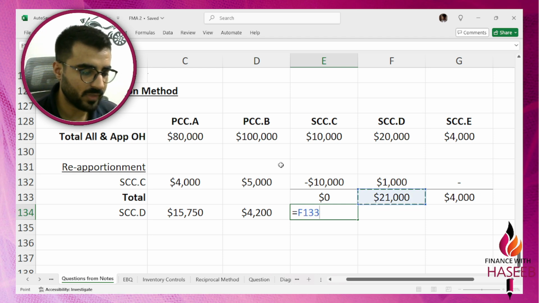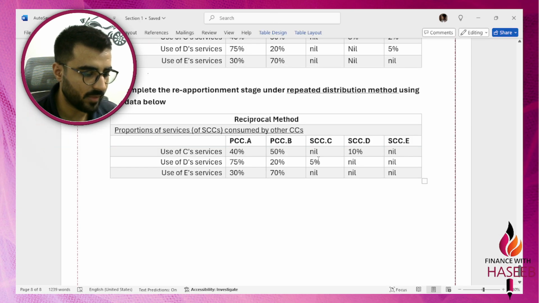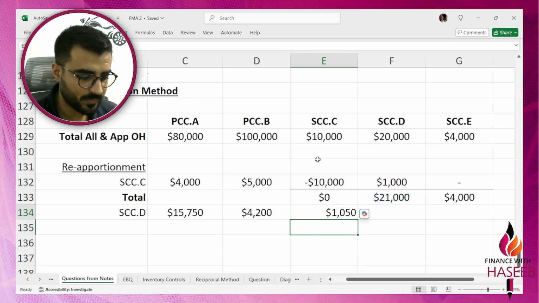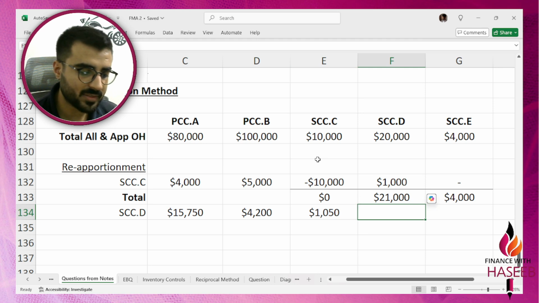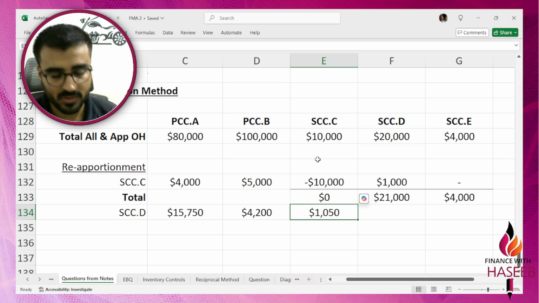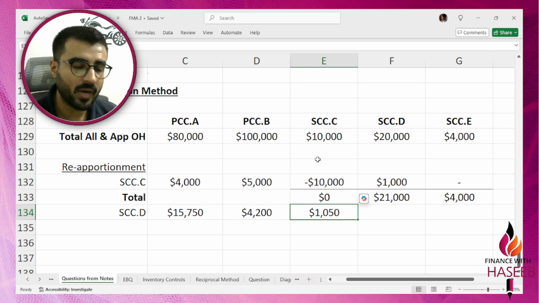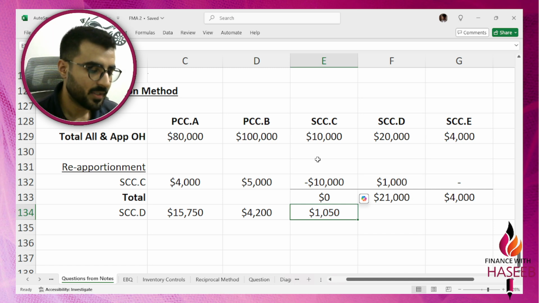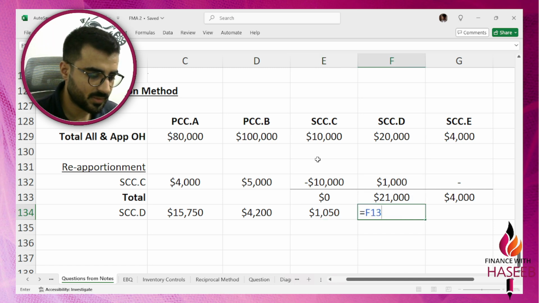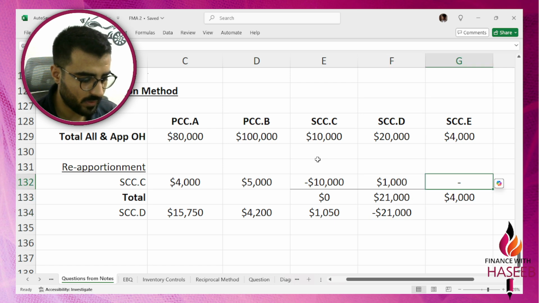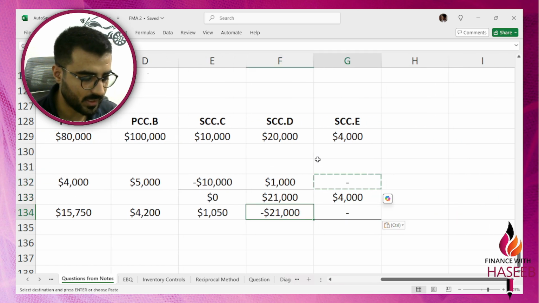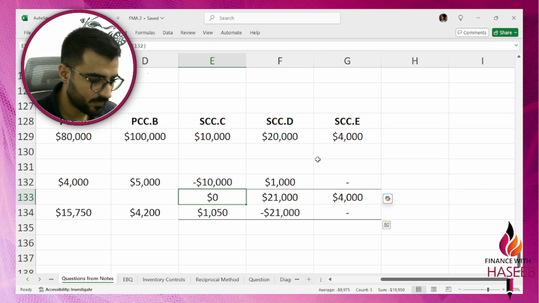Okay, so 21,000 multiplied by how much is it? 5%. So multiply by 5%. So 1,050 extra overhead has been shared out to service cost center C. This means we have to now again share this $1,050 towards production cost center A, production cost center B, and service cost center D. Okay, so we will write in minus this figure here, and no overhead has been shared out to service cost center D. We will again find the total.